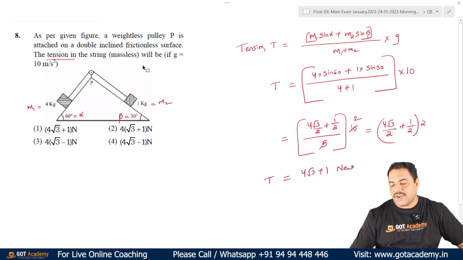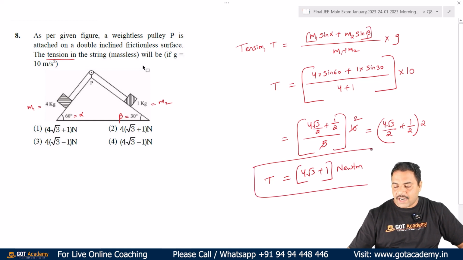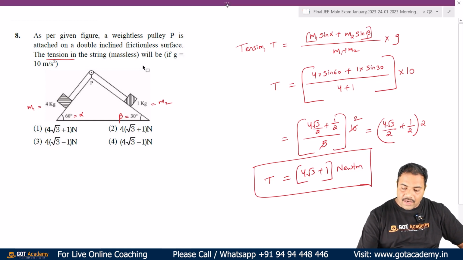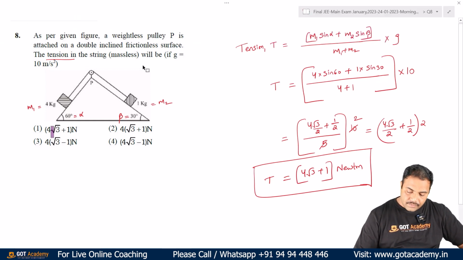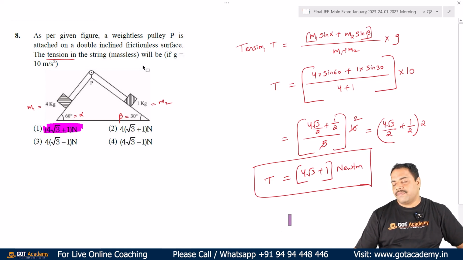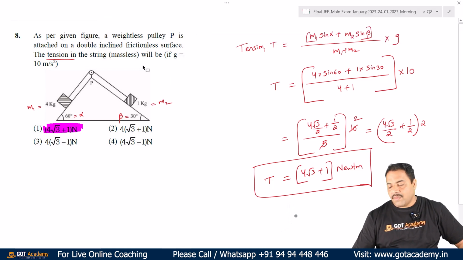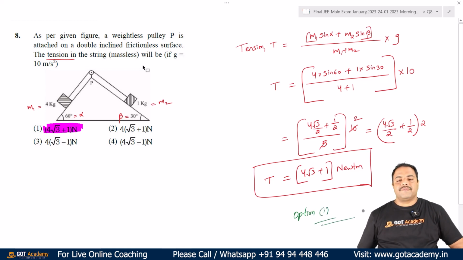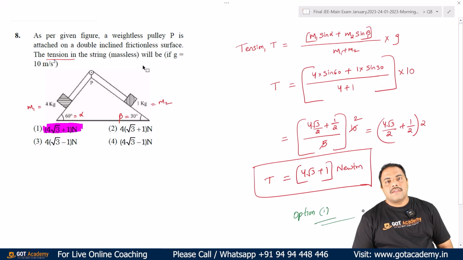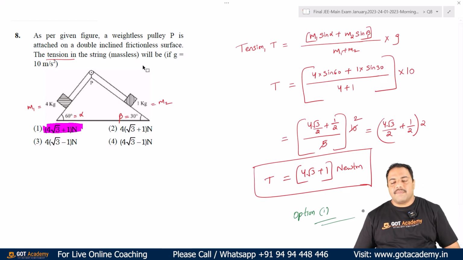See, the units are in Newton. So by looking at this, we could say that option 1 is correct, 4 root 3 plus 1. So option A is correct here. Students, those who don't want this formula, let me go with the derivation method also. Now, we'll go for the alternate method also.